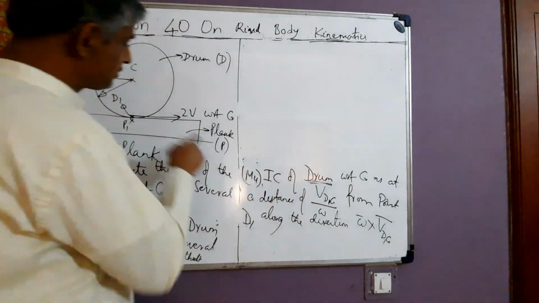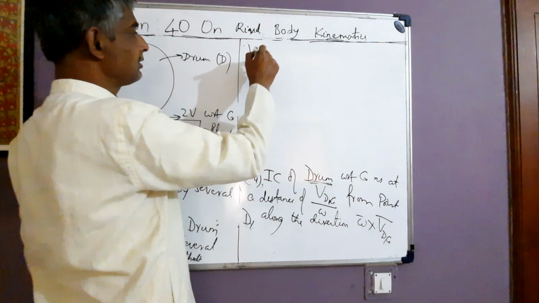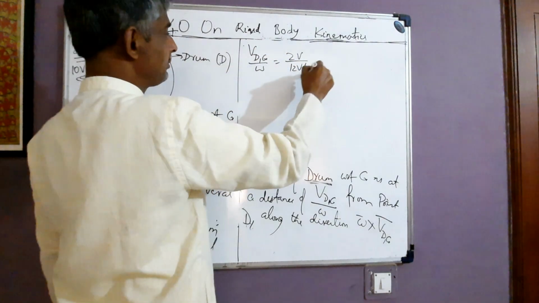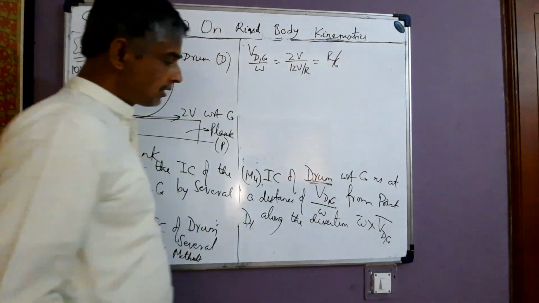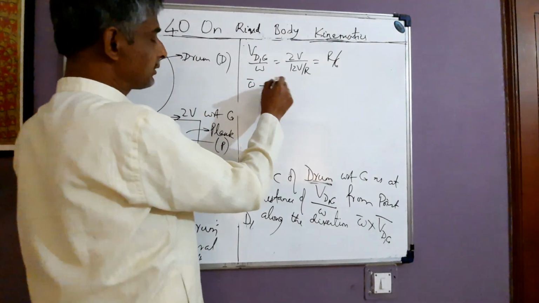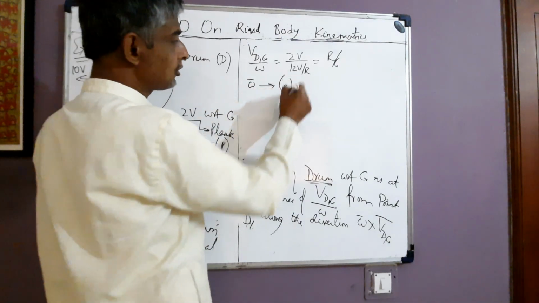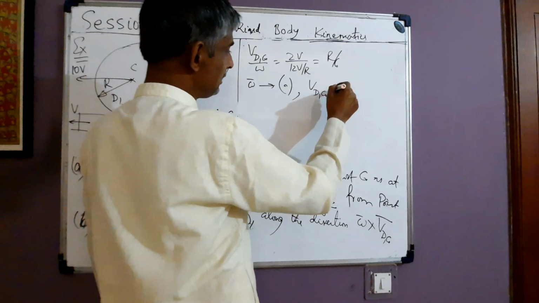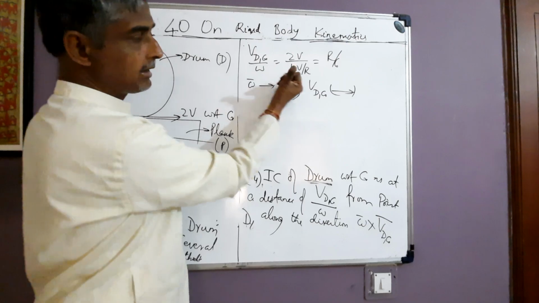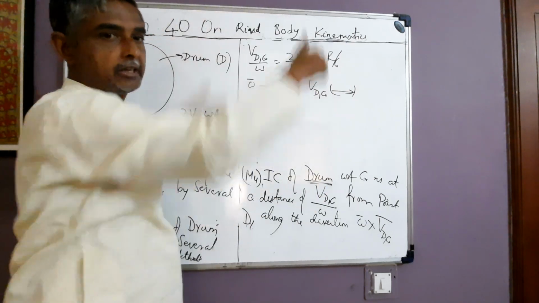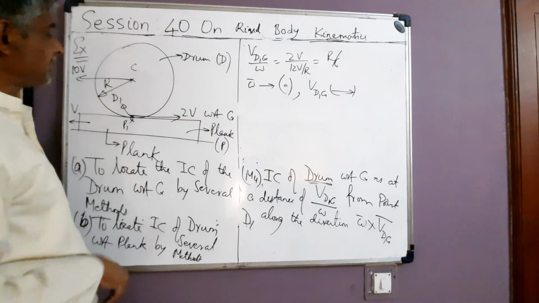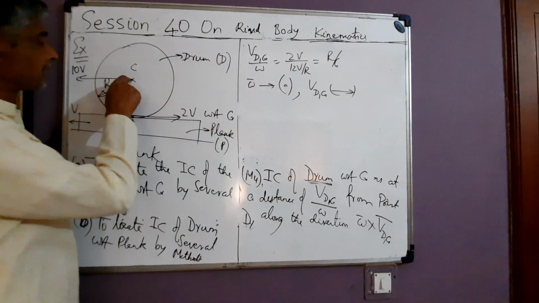Now, how much is VD1G? 2V. So distance VD1G by omega becomes 2V by 12V by R. This becomes simply R by 6. Now along the direction of omega cross VD1G starting from D1. Direction of omega is anti-clockwise, so omega is dot, normally outward. And VD1G is rightward. So omega cross VD1G is in upward direction. So IC of drum is at a distance of R by 6 vertically above D1. That is at a distance of R minus R by 6 vertically below center C.